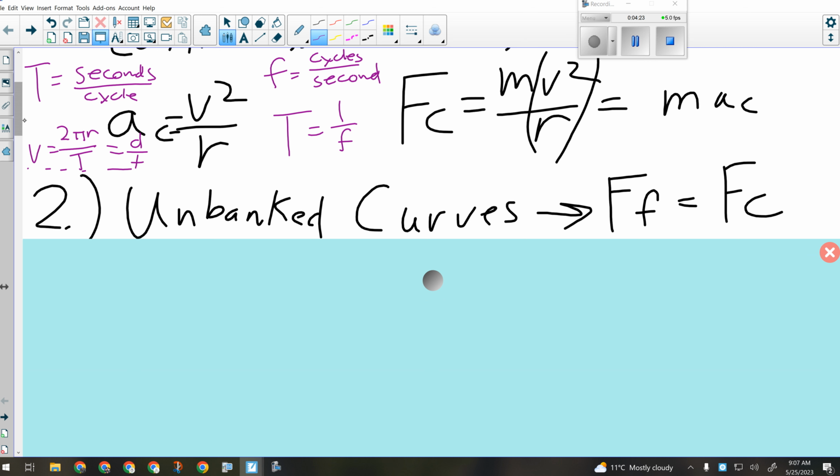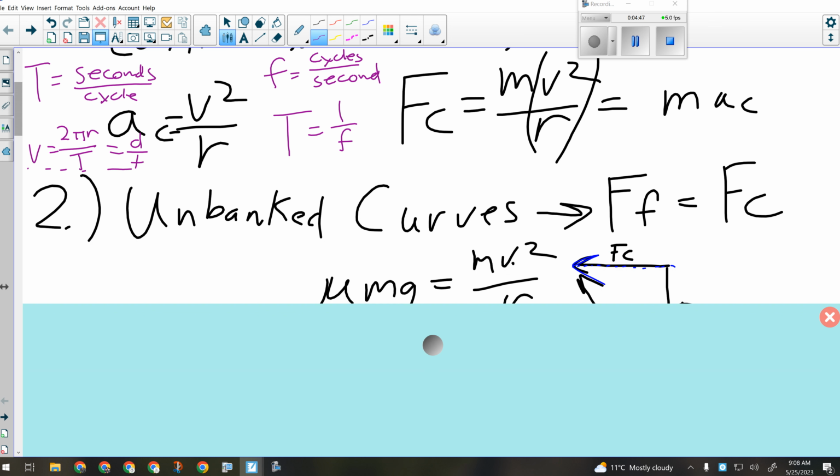Do you suppose you might get an unbanked curve question on your written part of your exam? I would guarantee it, and I'm the guy who made the test. It was definitely one of the examples of uniform circular motion. What was the other kind of curve we talked about? Right. Banked curves. Should you expect to see one of those? I would. So unbanked curves, it's friction.